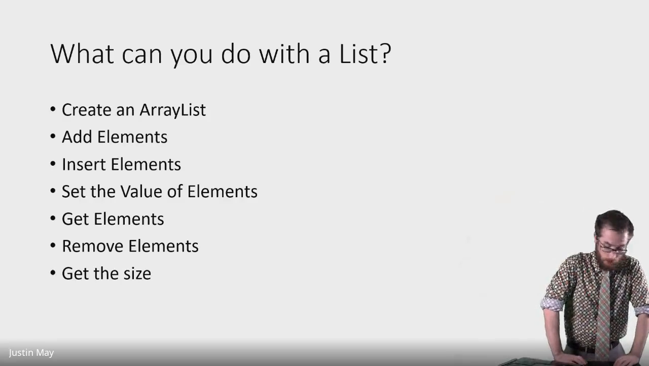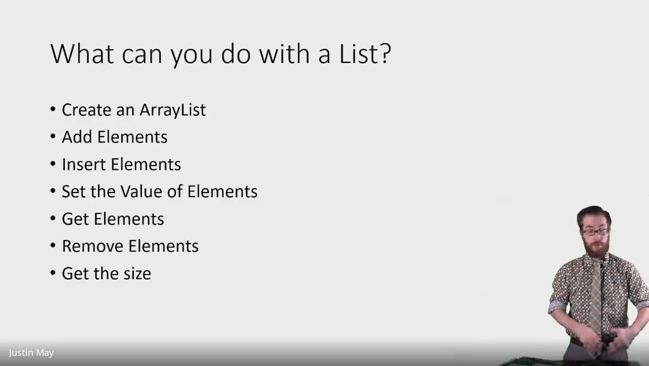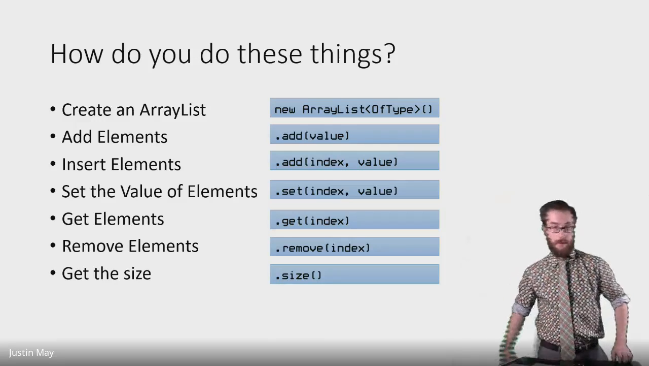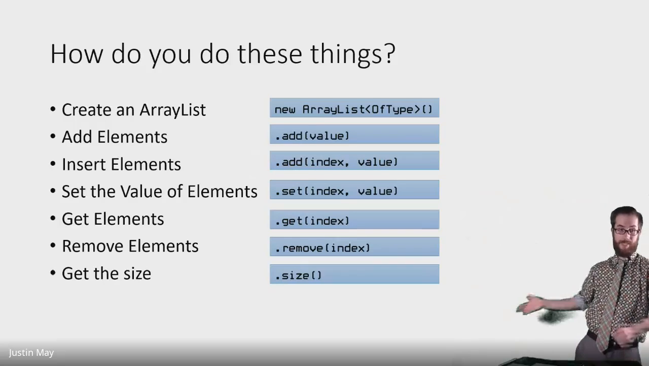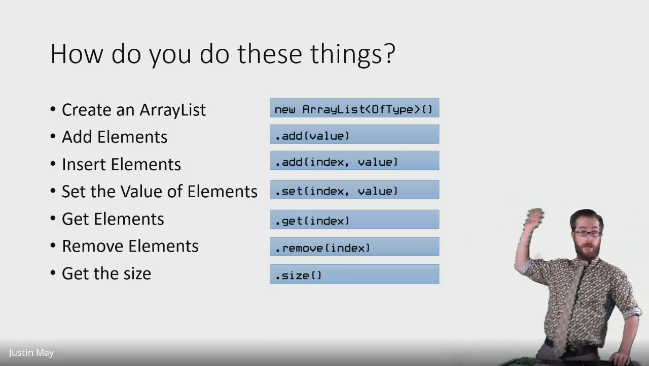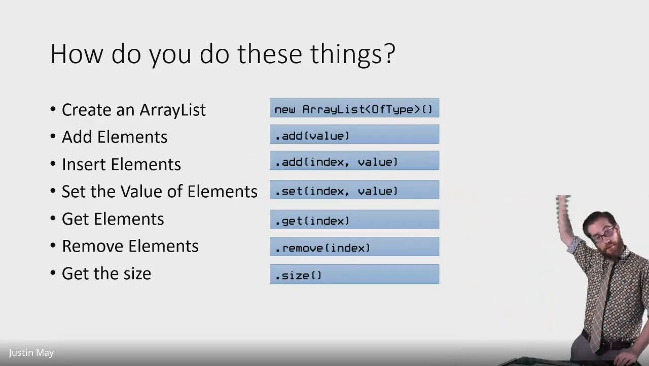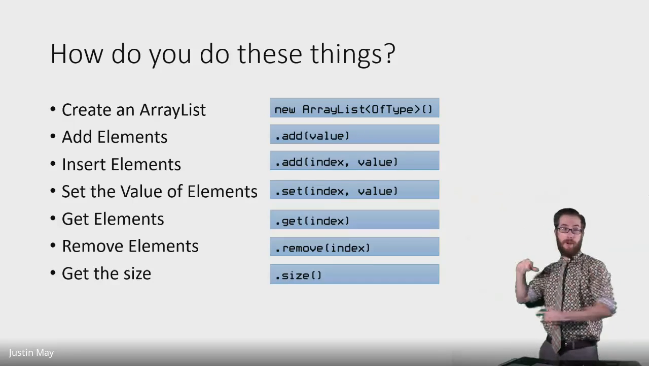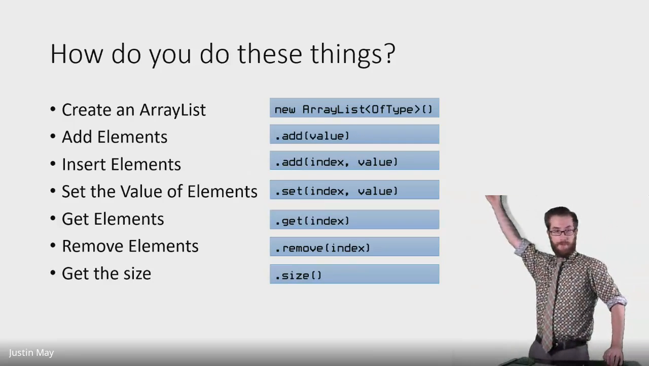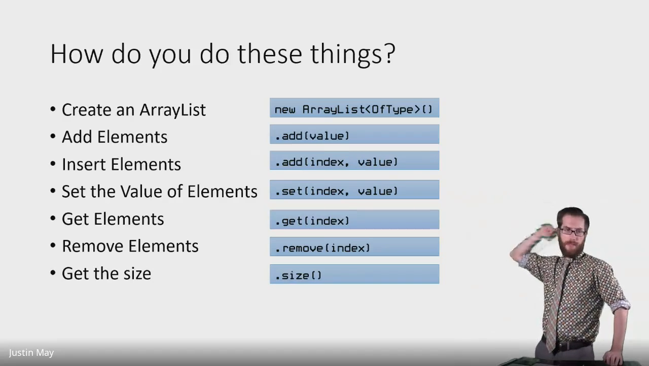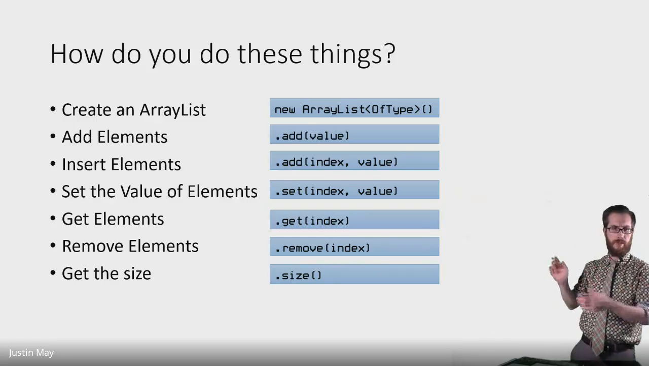These are all the things you can do with a list, and you'll use methods, and we'll talk about all these. And here you go. This is the syntax. This is your crib sheet for ArrayList. So how do you create an ArrayList? You say new ArrayList. And then there's this weirdo new syntax here with angle brackets. So new ArrayList of some type, and then some parentheses. Whenever you use new, right, you have parentheses there.